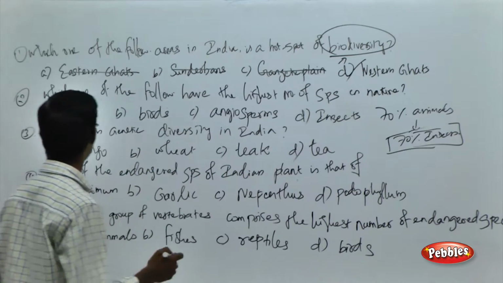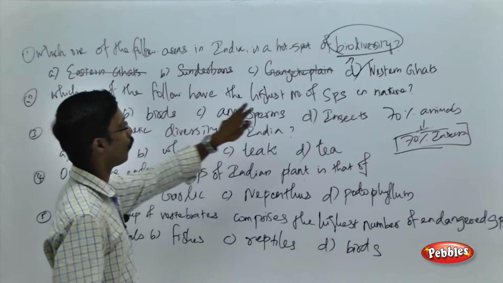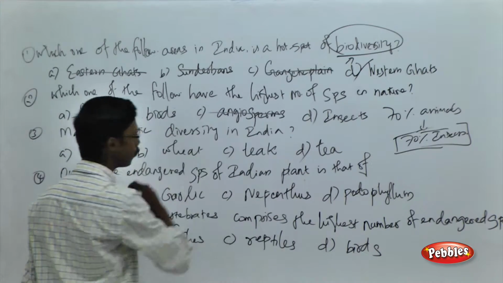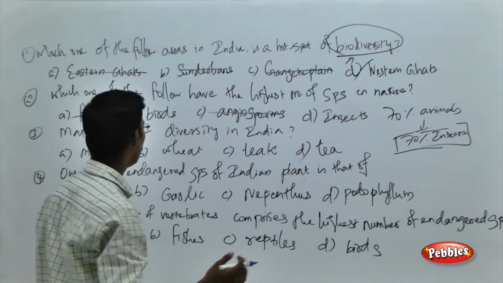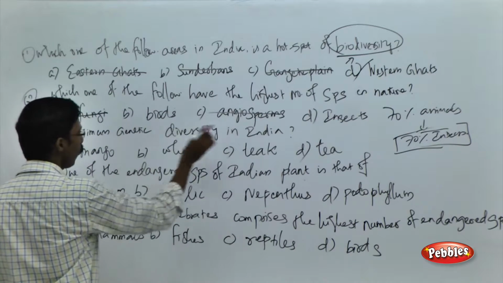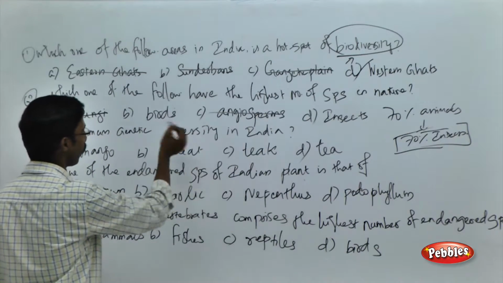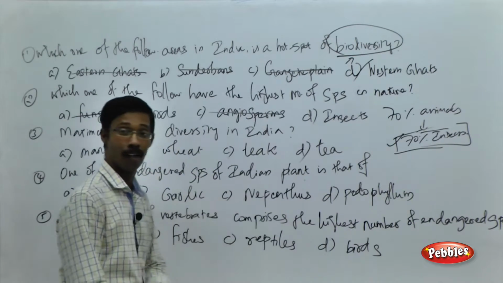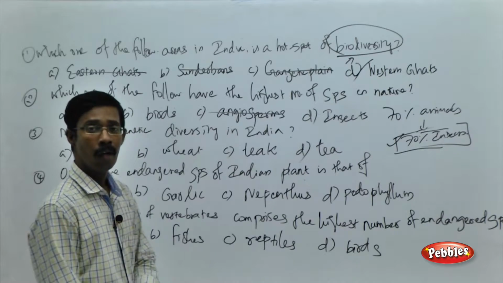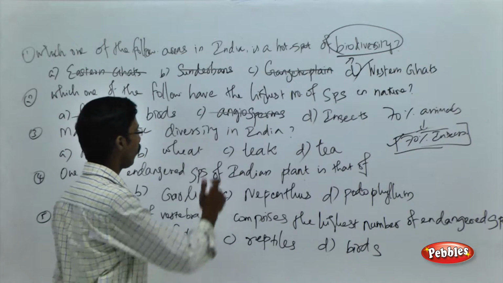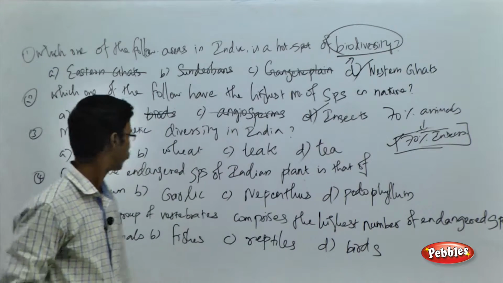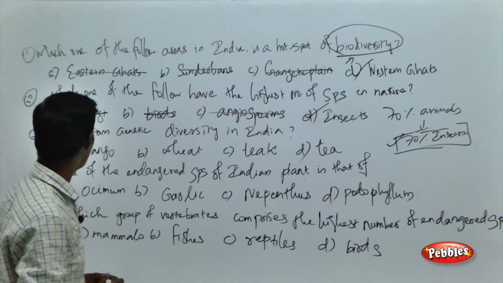Now you can easily answer the question, which one of the following has the highest number of species? You can easily eliminate fungi and angiosperms because they belong to the plants or photosynthetic system, and you have to choose between insects and birds. As I told you, insects make up more than 70% of the entire animal world, so you can easily eliminate the birds. The answer over here is insect. Fine. See the next question.